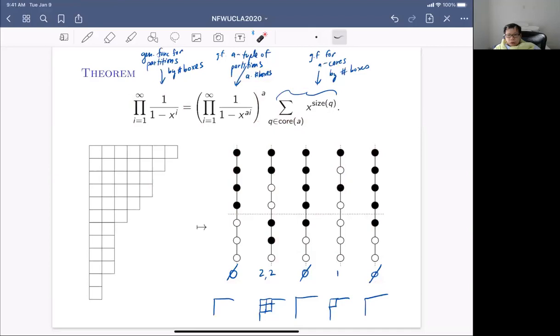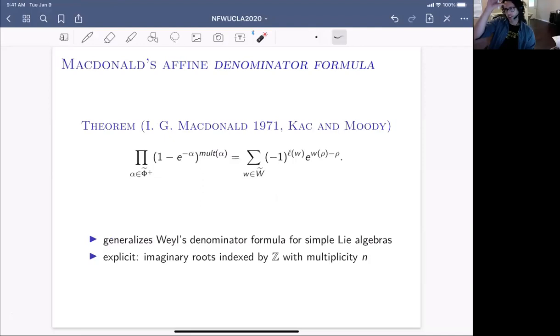So to figure out what the right generalization of this formula is, we have to go to a really beautiful article of Macdonald's where he comes up with this affine denominator formula. What I've stated here is not the way that he stated it. He didn't know what these multiplicities of these roots were. He had some sort of mysterious factors going on. And later this was cleared up by Kac and Moody, where these are multiplicities of imaginary roots.